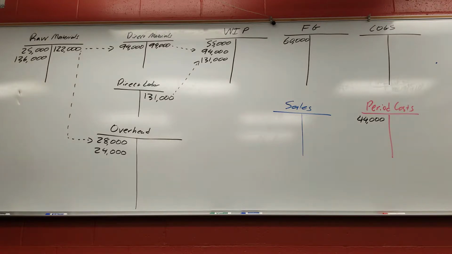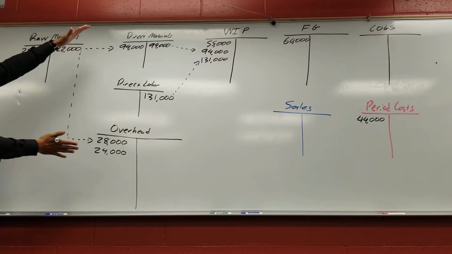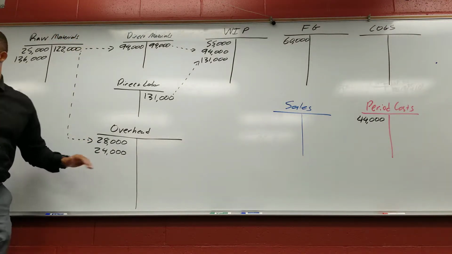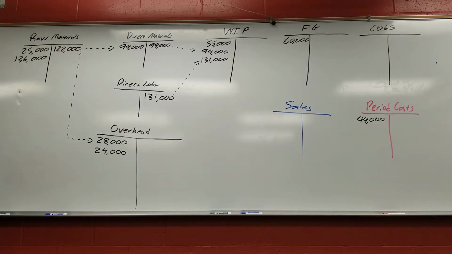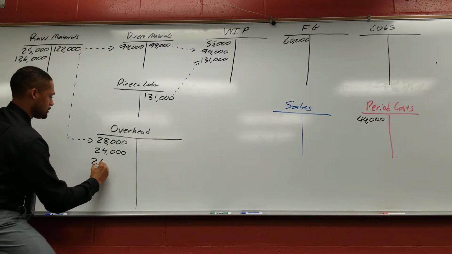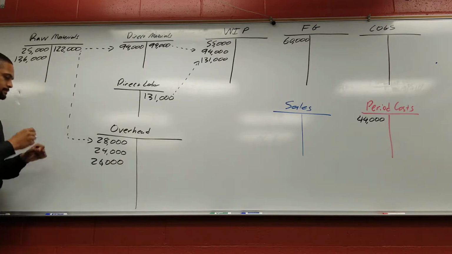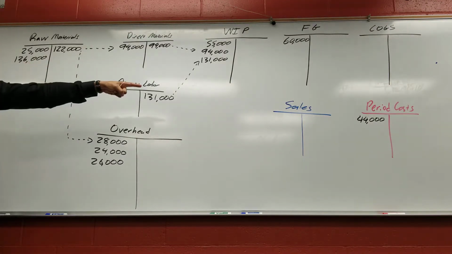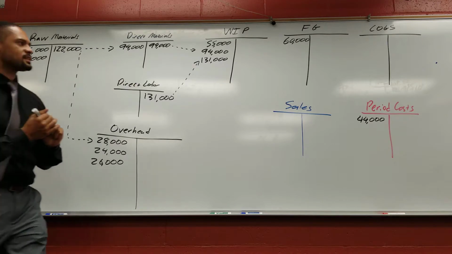Next one is factory utilities. $26,000 took place in the factory, so it's a product cost, but since it's not traceable, it's going to go right here in overhead. The amount is $26,000. Next one up is administrative expense. That's the accountant's salaries. That has nothing to do with the factory. We're going to stick that one too in period cost, $15,000.